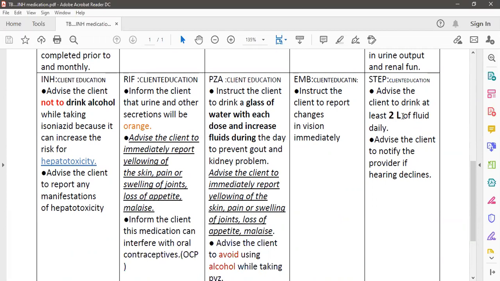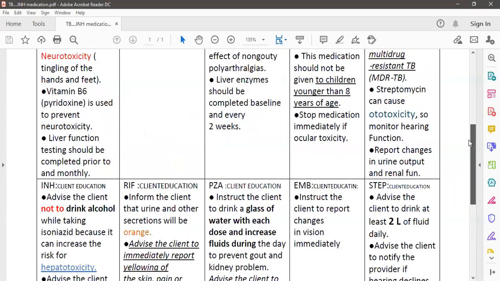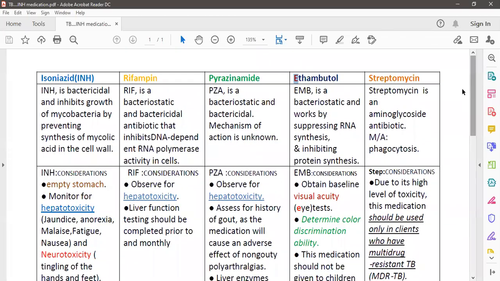What other medication do you prescribe with enough fluid? Pyrazinamide, right? Because pyrazinamide causes gouty polyarthritis. Advise the client to notify the provider of any kind of hearing problem. These are the side effects of anti-TB medication, and this is the information we should know, and it helps us to educate our patient regarding anti-TB medication.